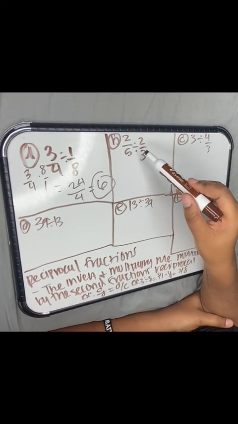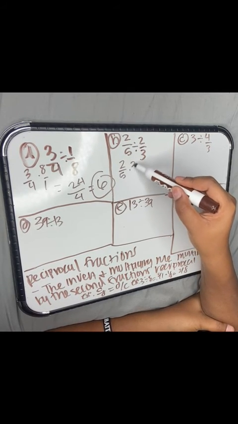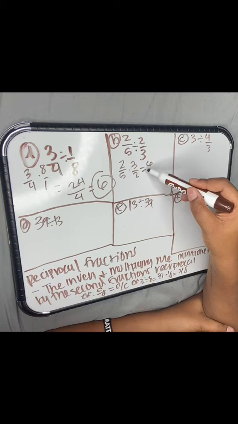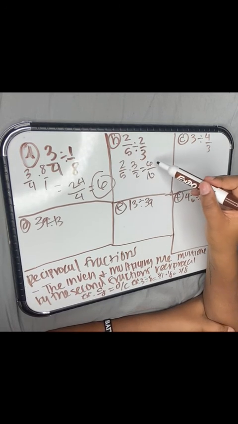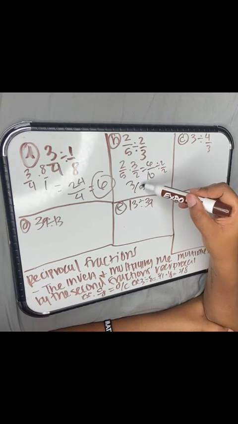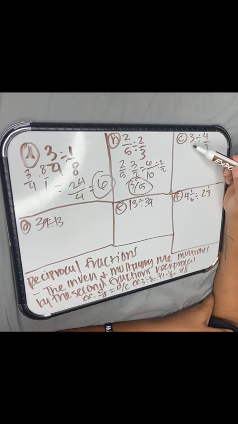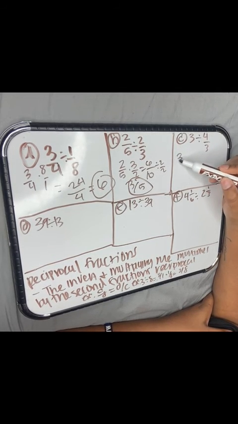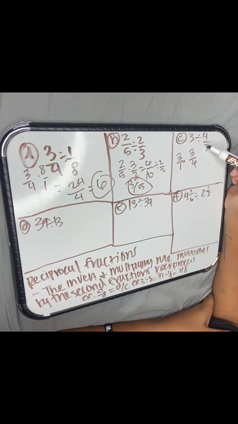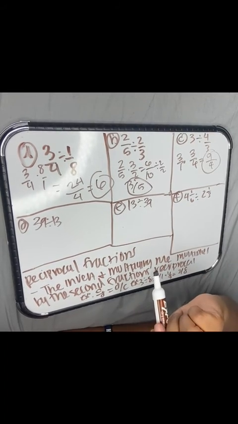Now we have 2 over 5 divided by 2/3. That gives us 2 over 5 times 3 halves, which is 6 over 10. And that can be simplified, divided by 2 over 2, which gives us 3/5 as our final answer. Here we have 3 divided by 4/3. Any number over 1 is itself. So 3 over 1 times 3 over 4, because that is the reciprocal of 4/3, is 3 times 3 is 9, 4 times 1 is 4, and that can't be simplified, so that would be our final answer.